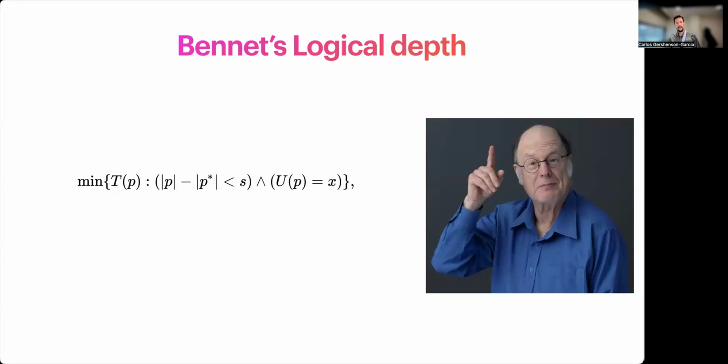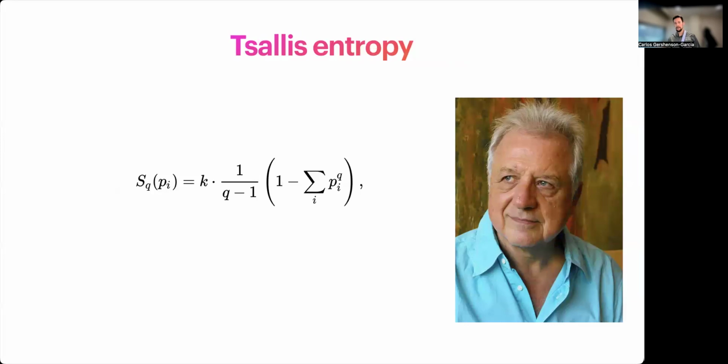And Tsallis entropy is a generalization of Shannon entropy information. Tsallis was a Brazilian physicist, recently turned 80. They made a big party. Basically, we have this parameter Q, which will be an exponent. So this is called the entropic index. And the main idea of this entropy is that it can approximate power law distributions.